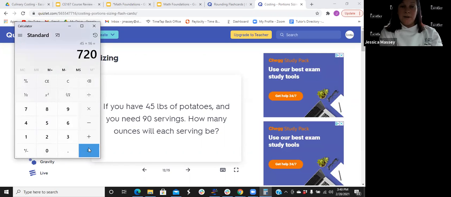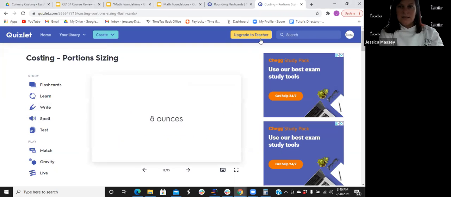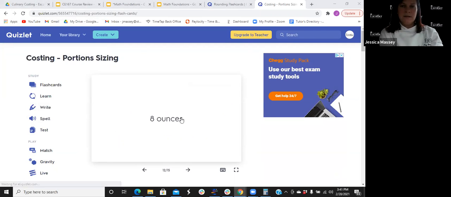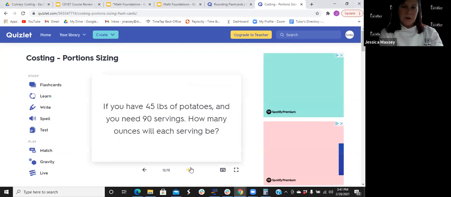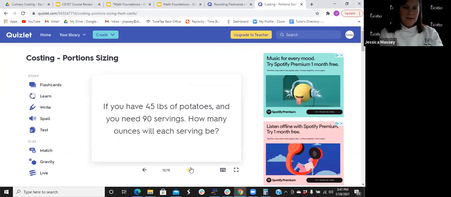So we have 720 ounces, and we know we need 90 servings. So if you divide that by 90, our answer would be 8. You have 8 ounces in each serving. Is that what we're seeing in the chat? Is that what everyone else is getting? Awesome. You guys are doing great.